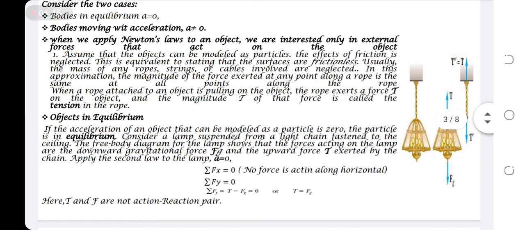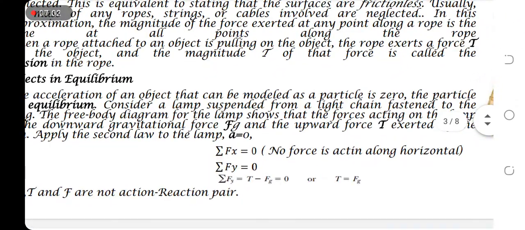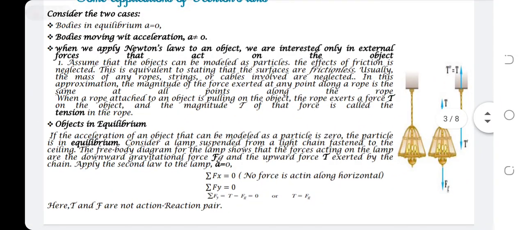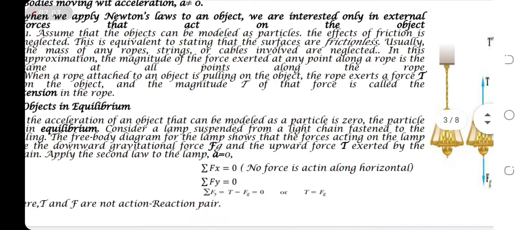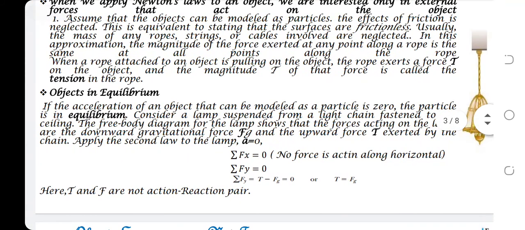First of all, we see that objects in equilibrium means acceleration is zero. In other words, the bodies are at rest or move with uniform velocity. We consider an example. If the acceleration of an object that can be modeled as a particle is zero, the particle is in equilibrium. Basically, this is the definition of equilibrium.